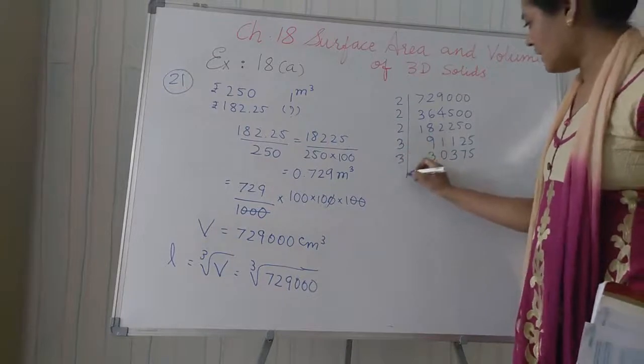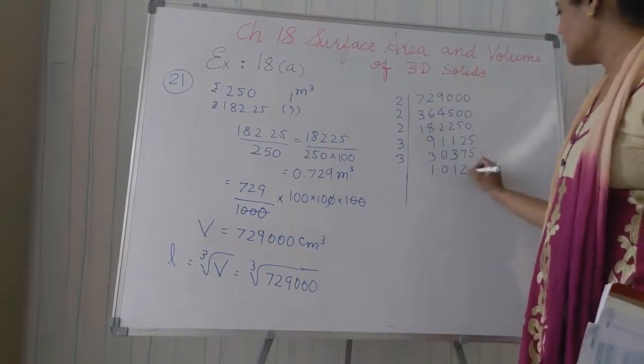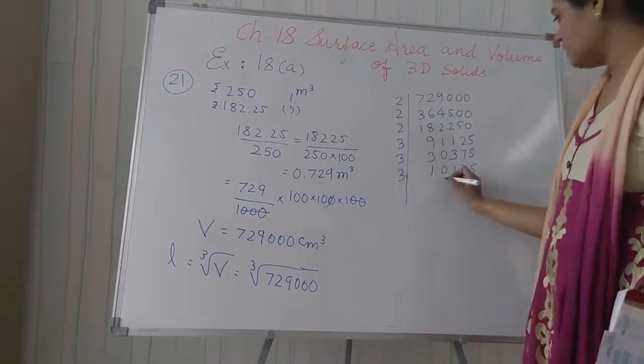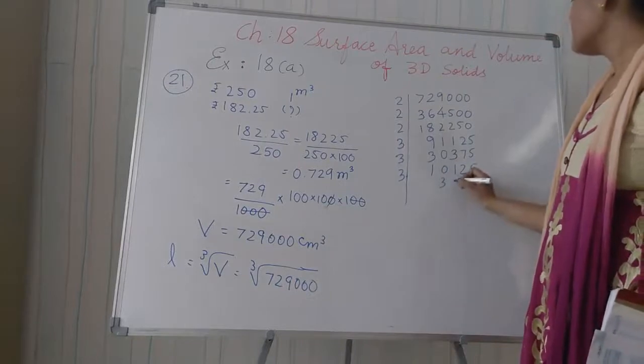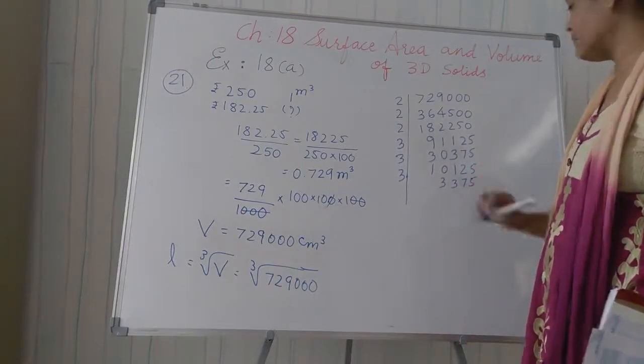Again by 3 I will take. So 3 1s are 3. 0. 3 1s are 3. 3 2s are 6 and 5 3s are 15. Again by 3 I will take. 3 3s are 9. Then 3 3s are 9. 7 3s are 21. 5 3s are 15.